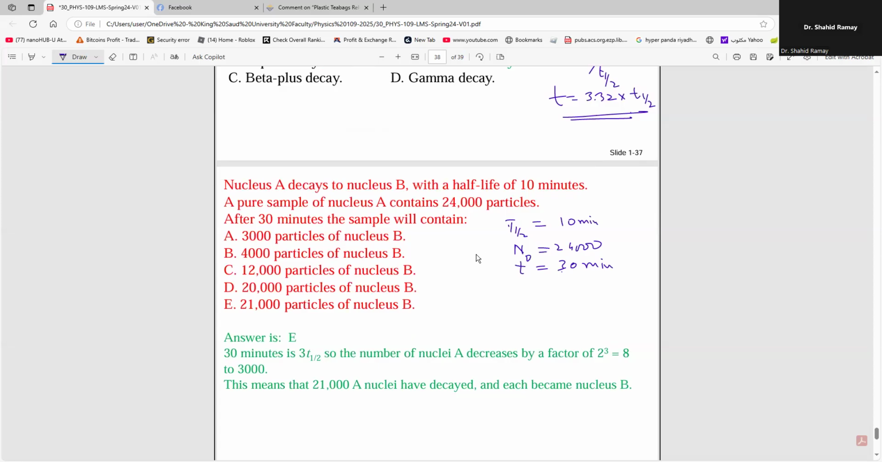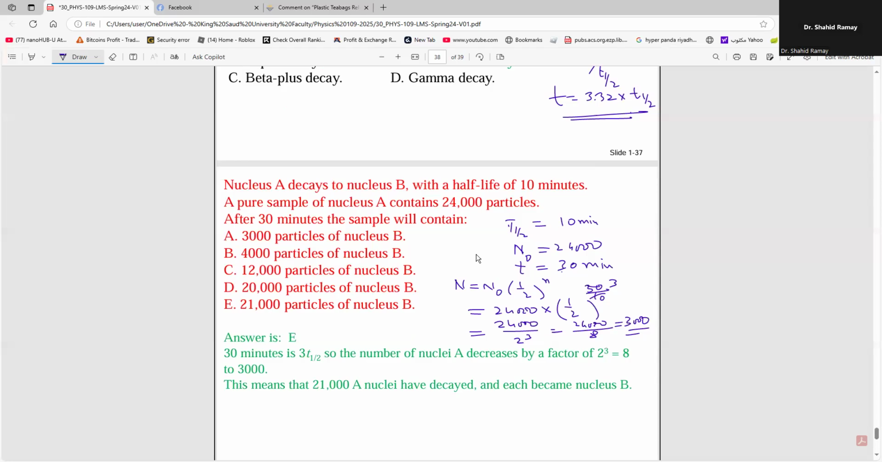Simply apply the same formula: N is equal to N naught into 1 by 2 raised to power n. So N naught is 24,000 into 1 by 2 raised to n. So n is what? t over t half. t is 30 minutes and t half is also in minutes, it is 10. So this cancels, and it is 3. So 24,000 divided by 2 cubed, which is 24,000 divided by 8. When you solve this, the answer is 3,000.